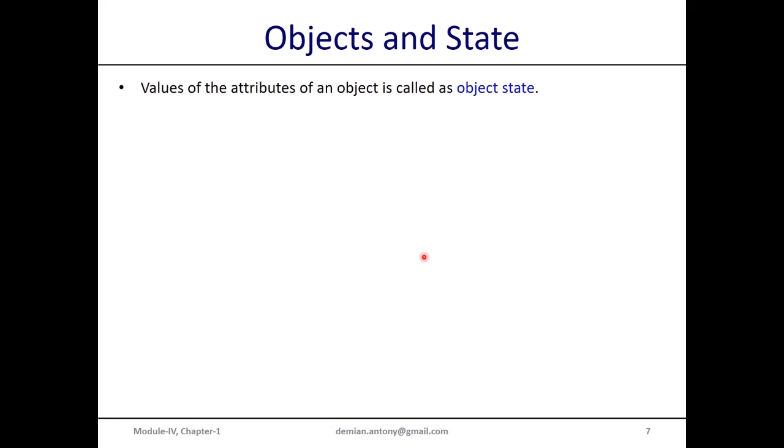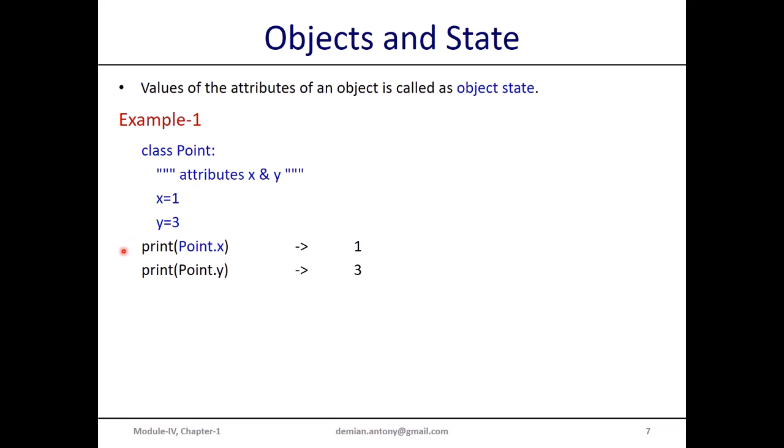Object state. The set of values of attributes of an object is called the object state. Let us take up one example to understand the concept of object state. As I said, object state represents the values of the attributes present in an object. We'll take up the class called point again with the values x and y as 1 and 3 respectively. We just print the attribute with the dot operator. That means we access the attribute x through the class object directly.